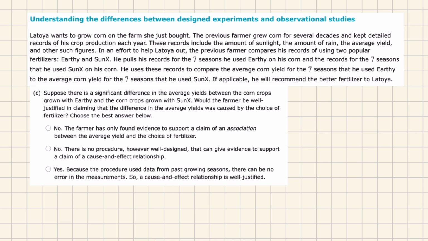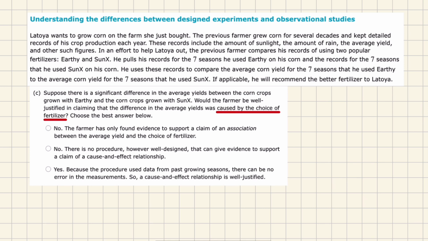Lastly, for question C, we're told suppose there is a significant difference in the average yields between corn crops grown with Earthy and the corn crops grown with SunX. Would the farmer be well justified in claiming that the difference in the average yields was caused by the choice of fertilizer? So before looking at these responses, I know that observational studies such as this do not establish a cause and effect relationship. To do that, we would need an experiment.